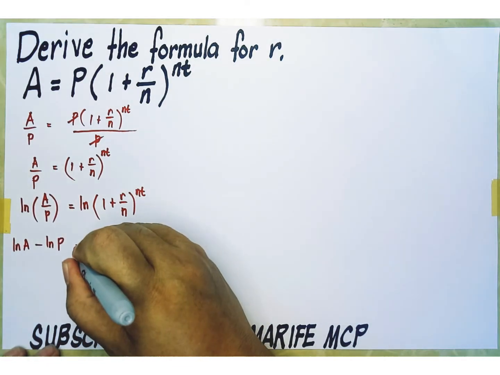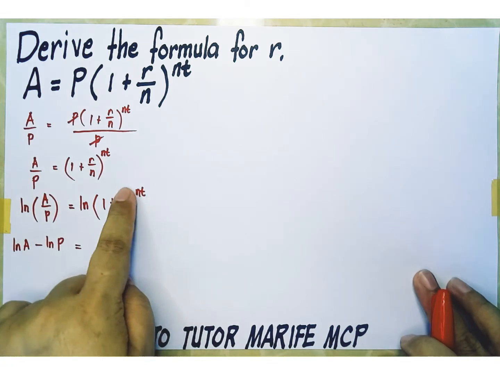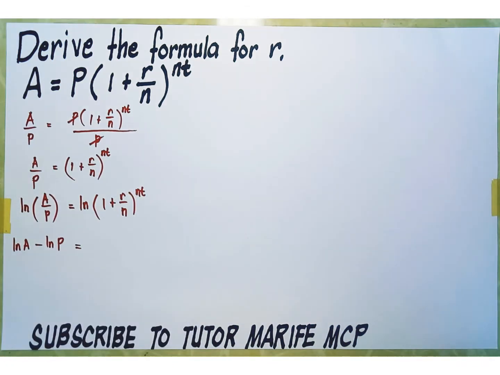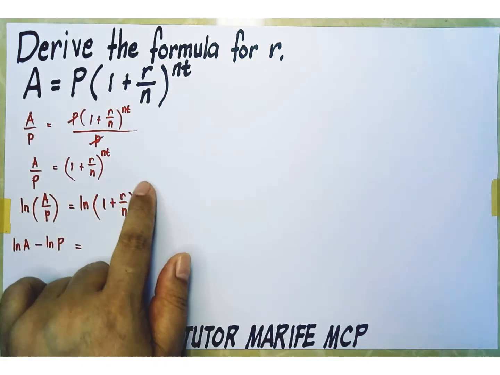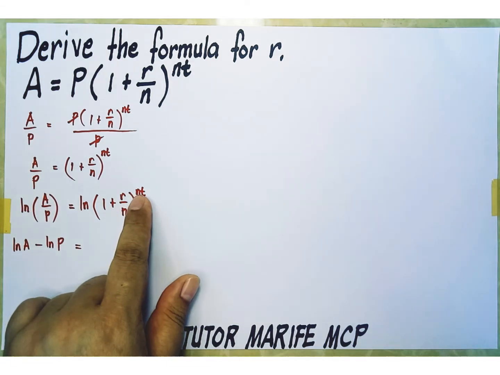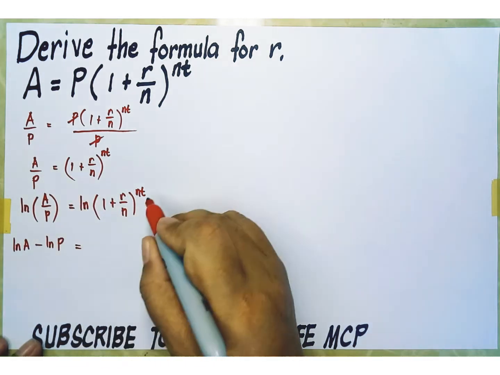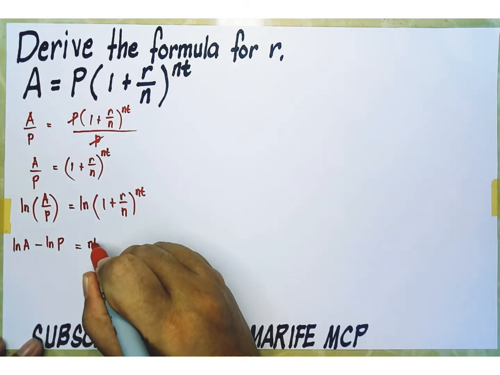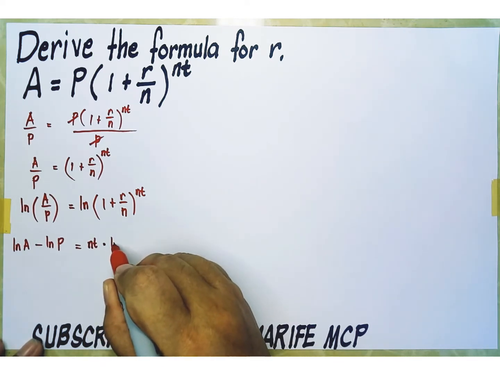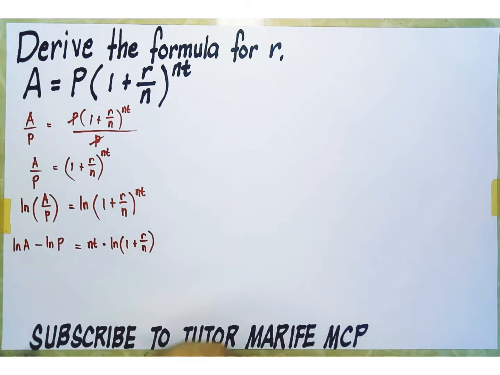On the right side, I'll use the power rule for logarithm in order to bring down the exponent, because the power rule for logarithm says that the logarithm of a power can also be written as the product of the exponent and the logarithm of the base. So that is nt multiplied by the logarithm of 1 plus r over n.